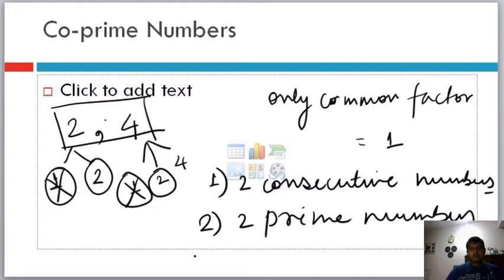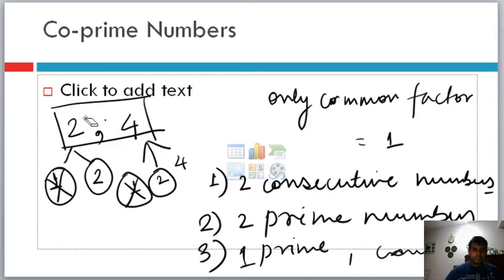Now the third kind of example is where one or both of the numbers are composite numbers. The third example is where one number is prime and the other number is a composite number. Here just remember that when you choose one prime and one composite, there is going to be some catch in it. What catch? I will tell you.